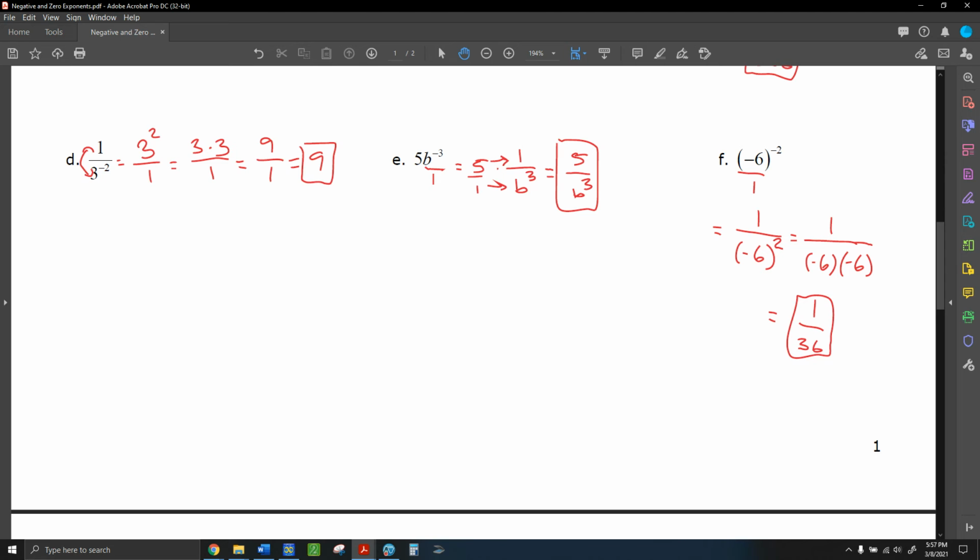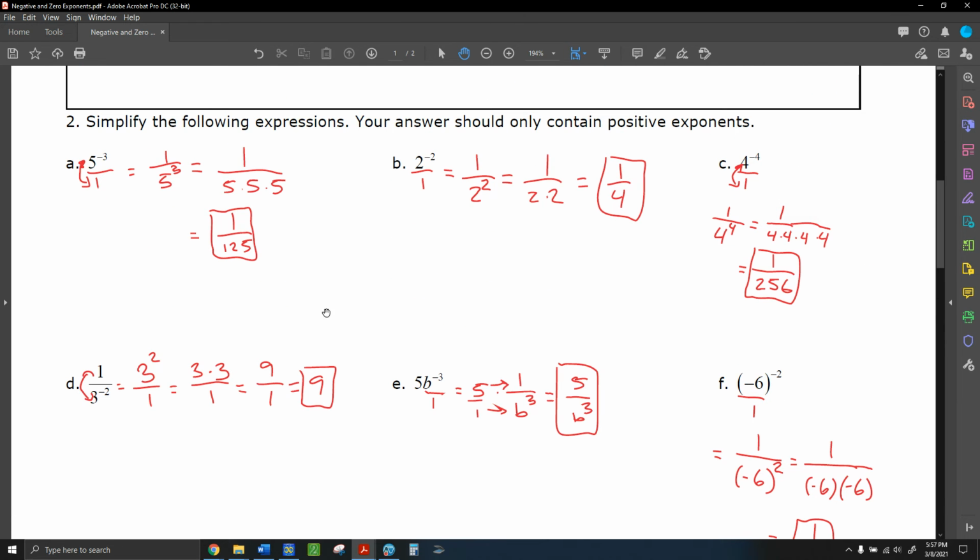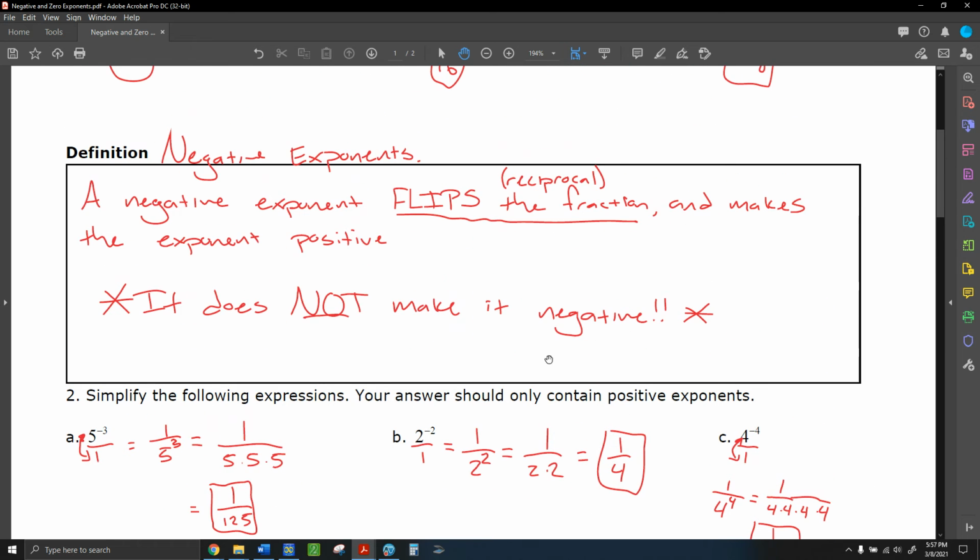So notice with these negative exponents, none of our answers became negative. These are all positive answers. So a negative exponent does not make the term negative. Flip that fraction and use the positive exponent.